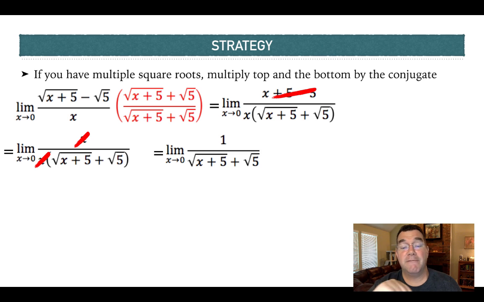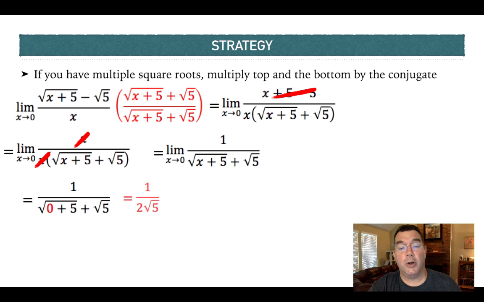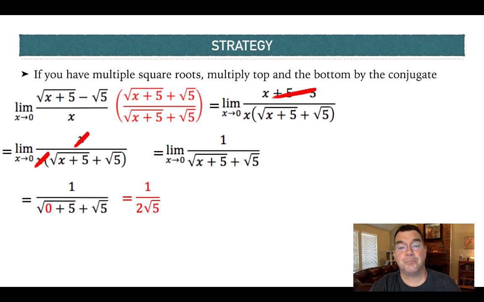And finally, I'm in a position where I can replace x with 0 and evaluate the function. So if I do that, I get 1 over 2 root 5. So in this function, as x approaches 0, the y values approach 1 over 2 root 5.